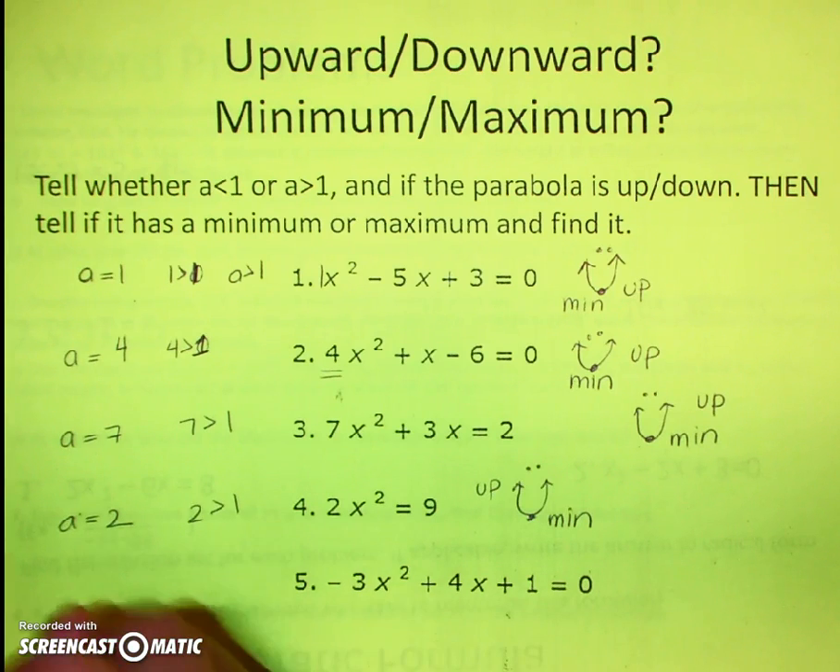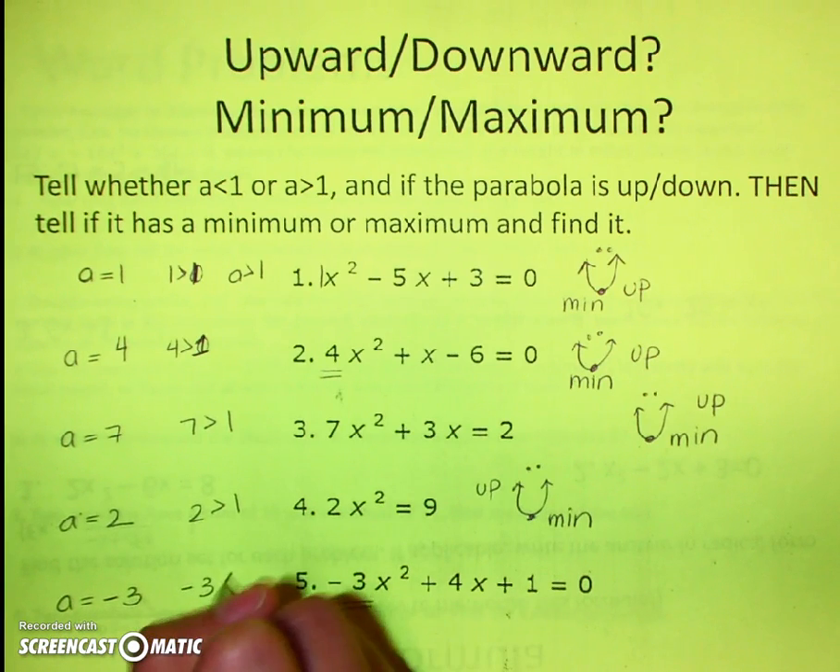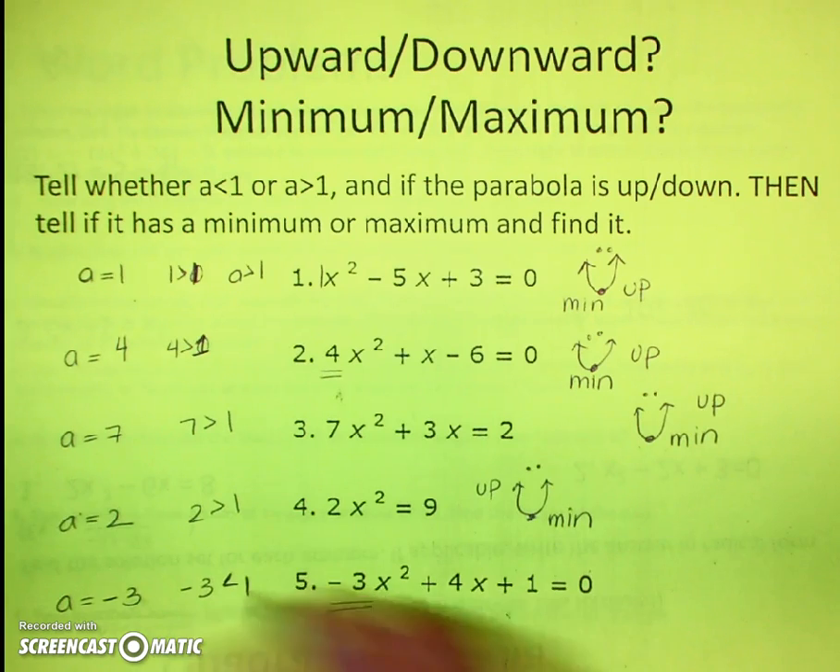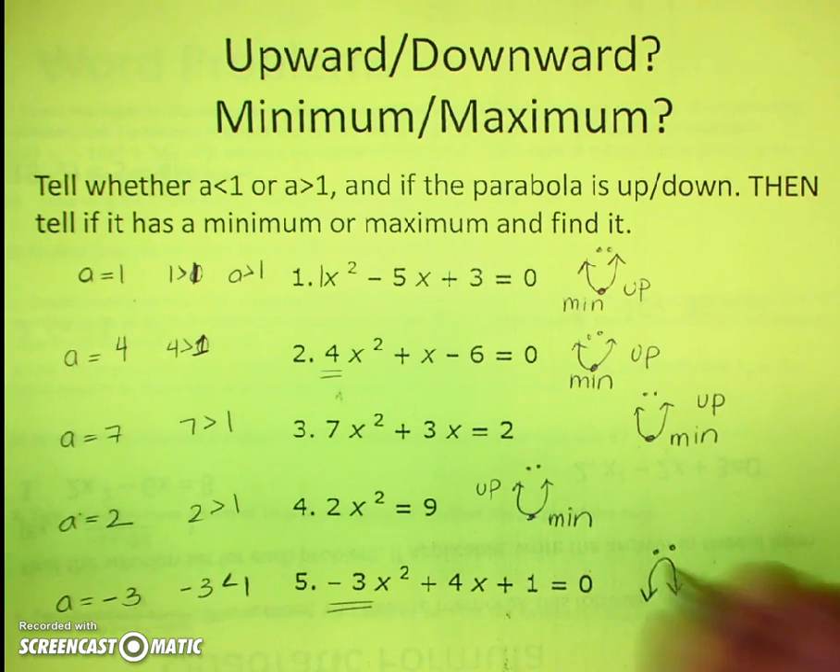And then number 5 says a is equal to negative 3. So negative 3 is less than 0. So that means it's a negative number. And negative people are always upset. They always find something to complain about. They always have a sad face or a grumpy face. So this would be called a maximum.